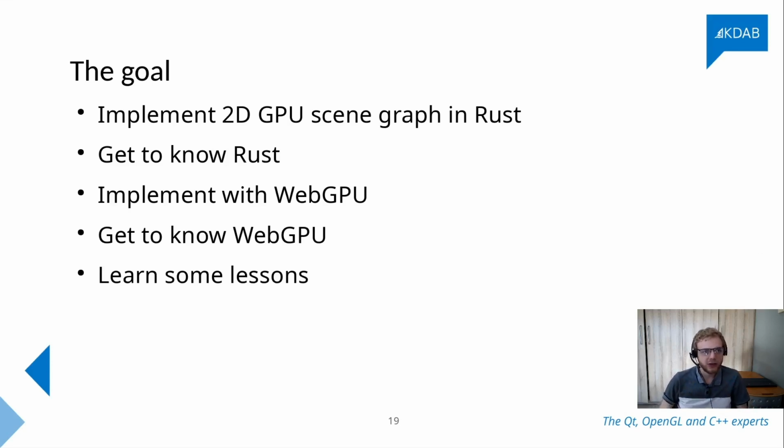Okay, so now I want to lay out the goals for what I tried to achieve with SceneGraph RS. Obviously from the title of the talk, you'd remember that I want to implement a 2D GPU scene graph in Rust, but that wasn't really my only goal. I only started learning Rust, or reading the Rust book, about 4 months ago. So the project was really also an excuse to get to know Rust, and also an excuse to get to know WebGPU. I haven't used that before either.